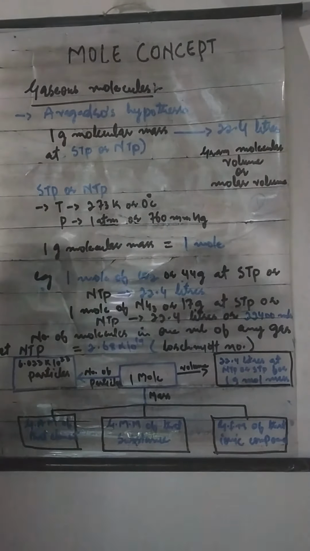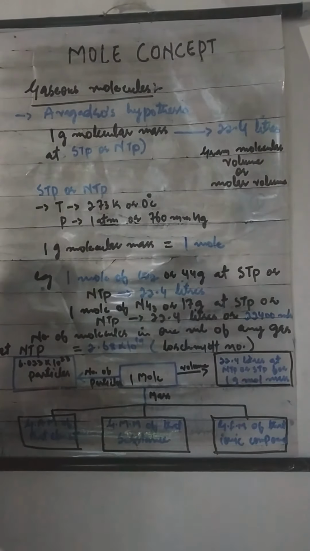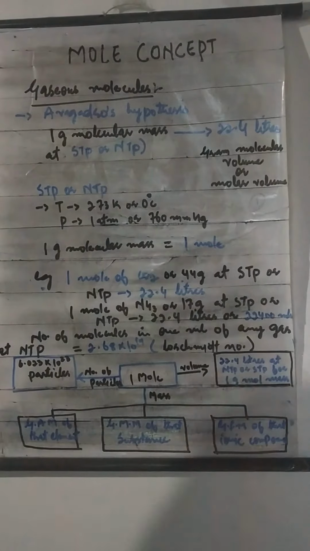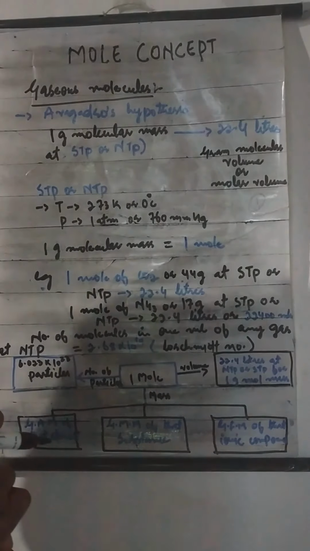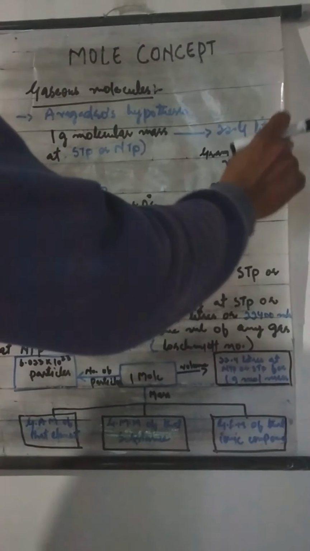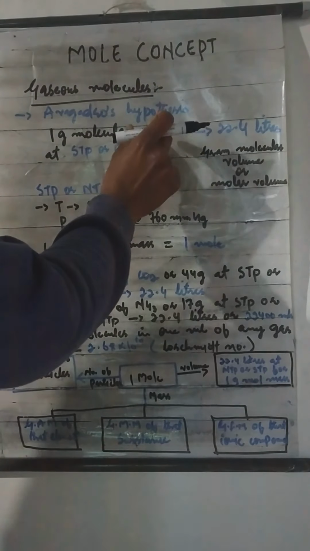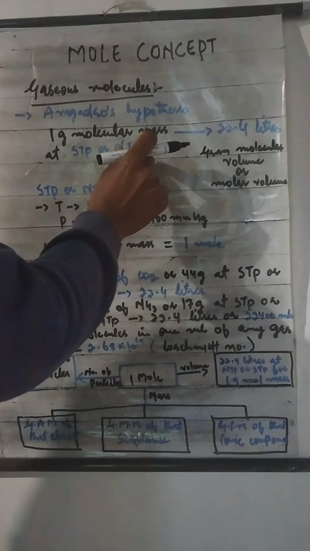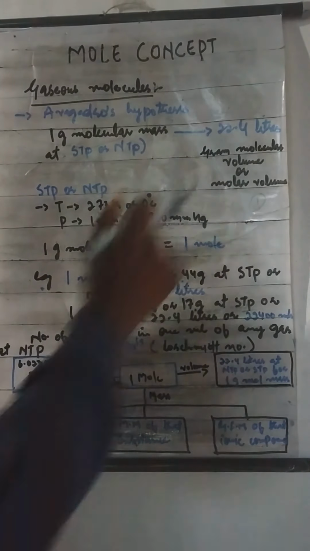Now we are going to apply the mole concept to gaseous molecules. We have determined from Avogadro's hypothesis that 1 gram molecular mass at standard temperature and pressure, or normal temperature and pressure, occupies a volume of 22.4 liters. This volume, occupied by 1 gram molecular mass of every gas at standard temperature and pressure, is called gram molecular volume or molar volume.